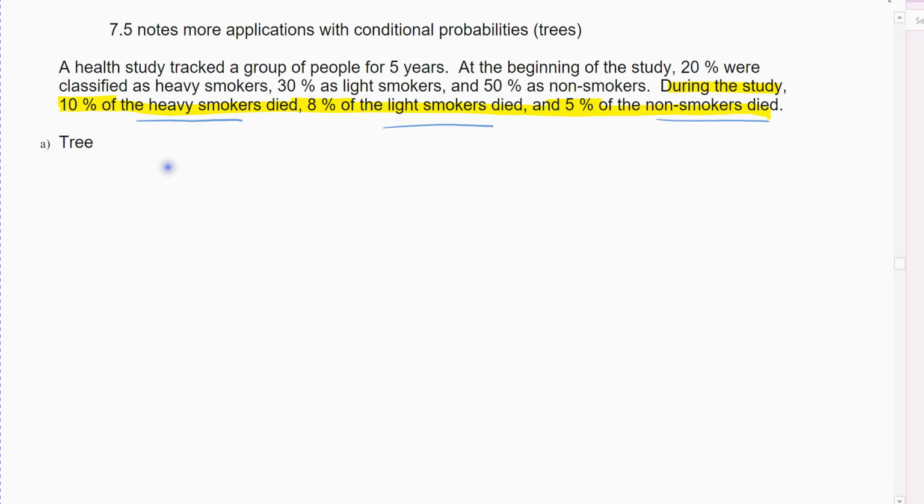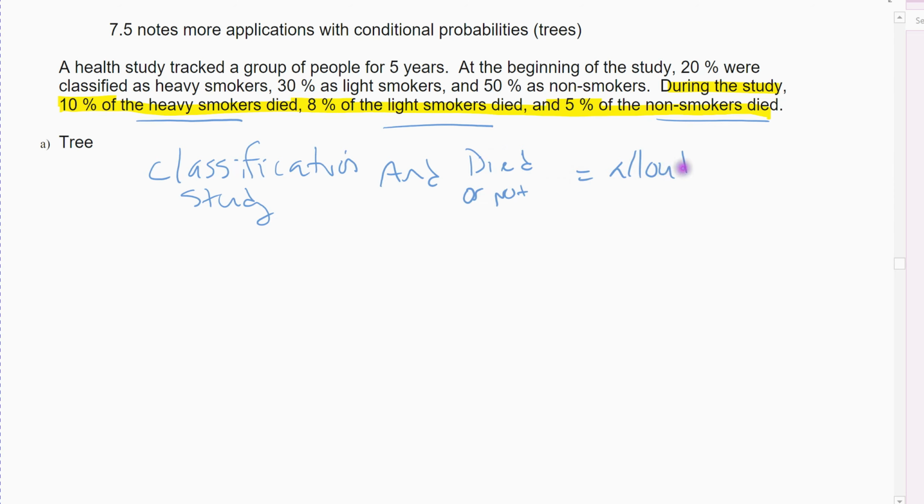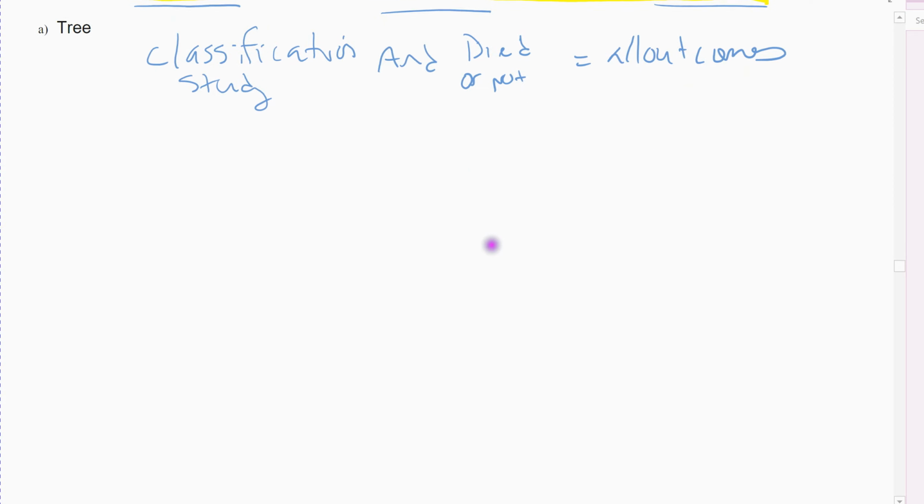Alright, first we have our classification of people, our study. What we're studying is smoking, I'm assuming, and then what they're looking at here is whether they died or not, and then all outcomes. They're studying basically the death rate of people who are heavy smokers and light smokers, comparing them to non-smokers. So there are 3 classifications in the study: heavy smokers, light smokers, and non-smokers.